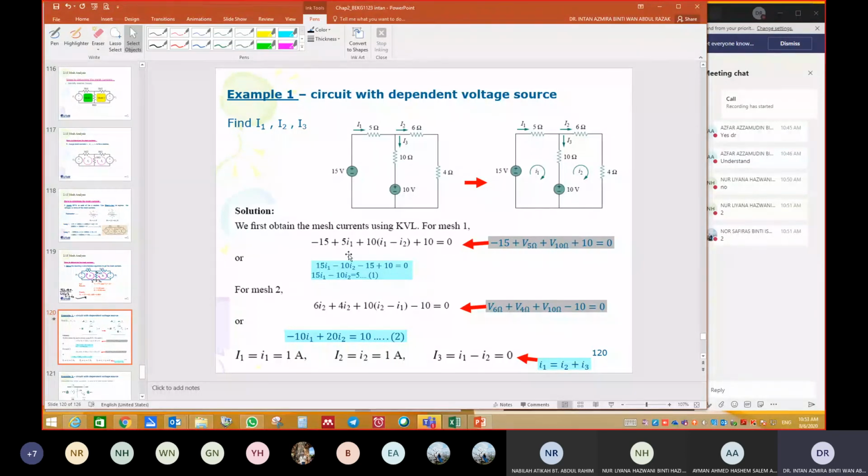And then please rearrange. Put I1 followed by I2 and then equal to a round number. So you can directly write this equation in the first line, without writing this line. How? Firstly we have minus 15. You may count resistance first, or you may count the voltage source first.